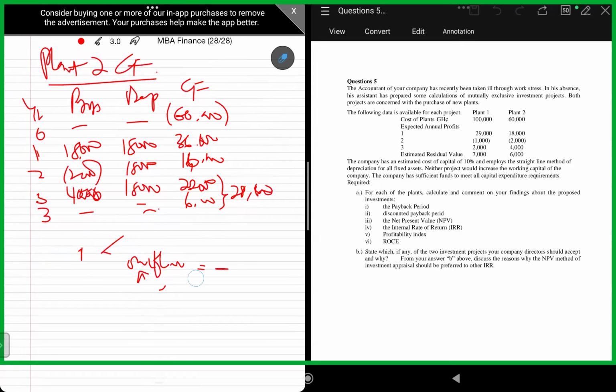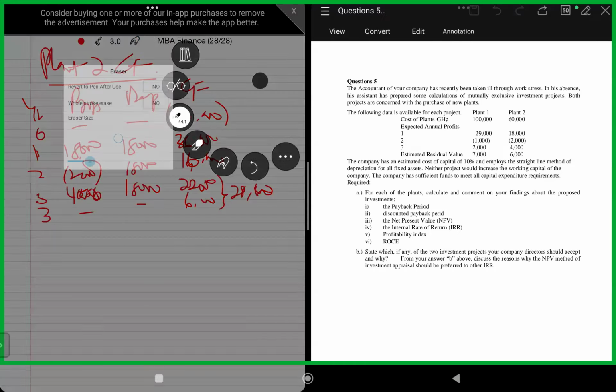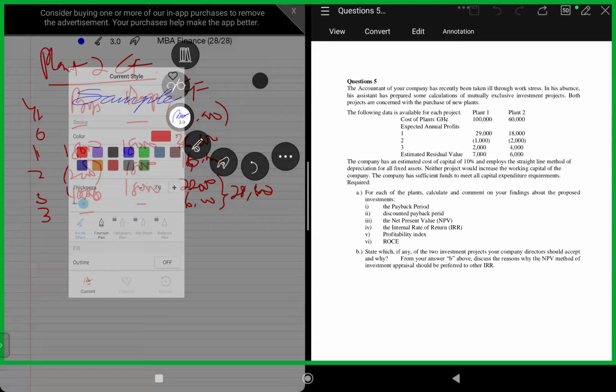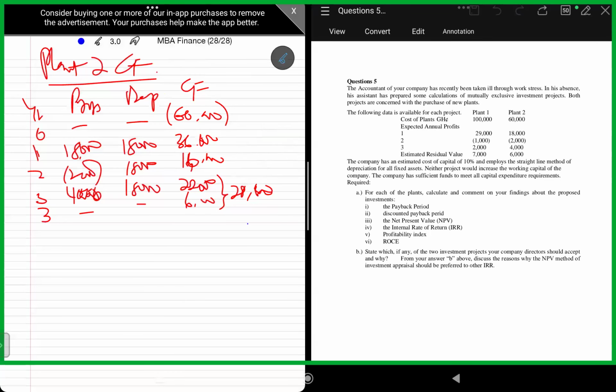So now we said that we can only find a payback period per the capital budgeting rules when we have the cash flow, not when we have the profits. So now that we've gotten the cash flow for plant one and plant two, we can now solve for the payback period. So I'll solve for the payback period for plant one, then you solve for plant two. Then we will tell what we have. Are you good? Yeah. So we are now going to attempt the question. One, payback period.